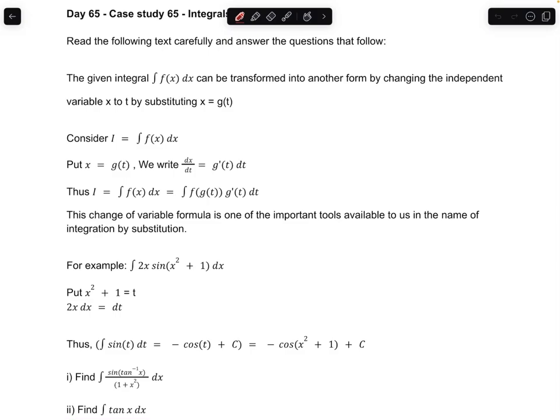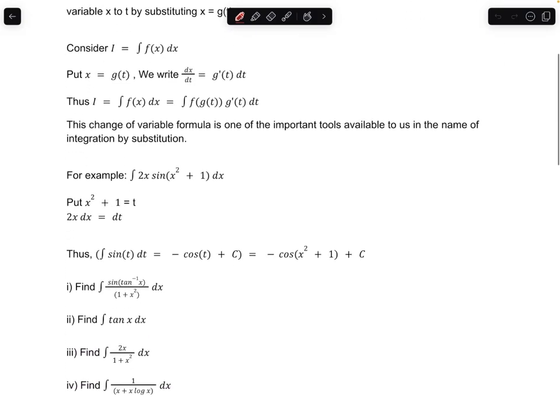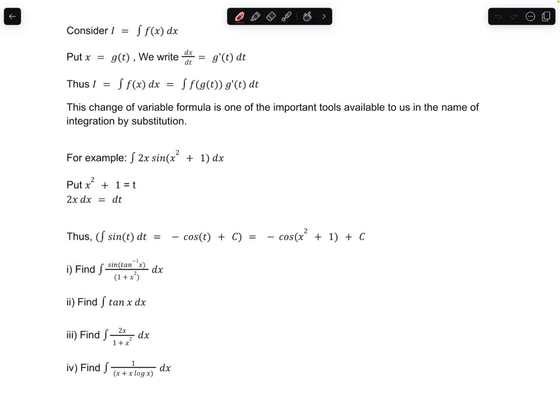Example, integral 2x sine of x square plus 1 dx. Here x square plus 1 is taken as t. Differentiating x square plus 1 with respect to x, we get 2x dx is equal to dt. This has to be substituted in the integral, which gives us integral sine t dt. After integrating, we get minus cos t plus c. Now in the place of t, we have to substitute x square plus 1. So we get minus cos of x square plus 1, plus c. Based on this substitution method, we have to solve the questions given below.